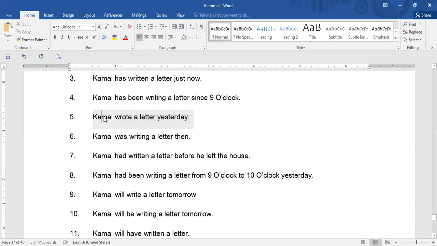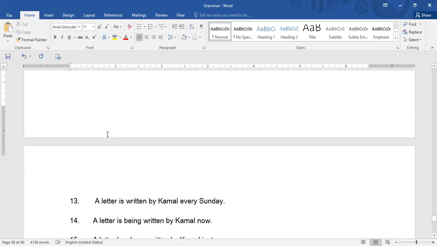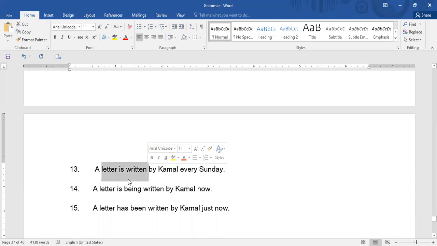Then simple past. This is active. Kamal wrote a letter yesterday. Can you change it into passive? A letter is wrote by Kamal. You can't use wrote. It should be written. Is written is the simple present. So if it is past, what's the helping verb? What's the helping verb for past?